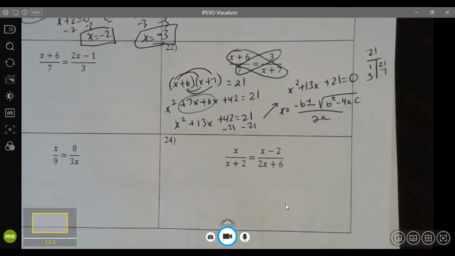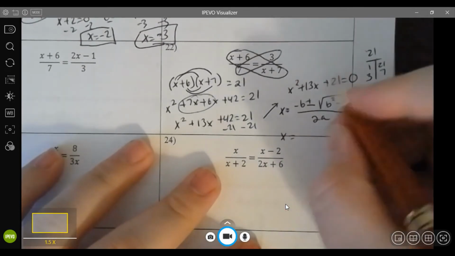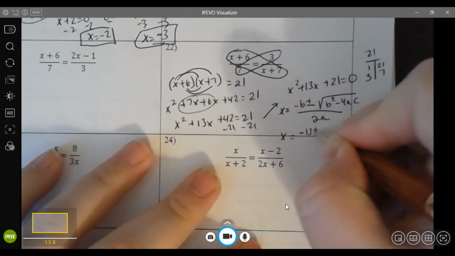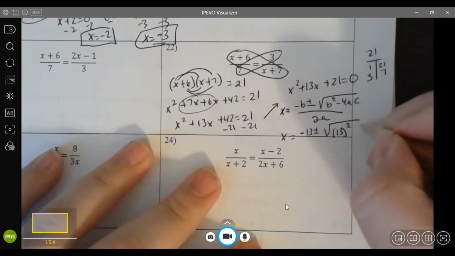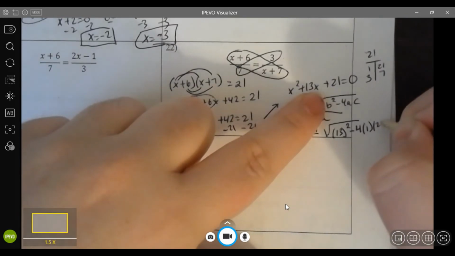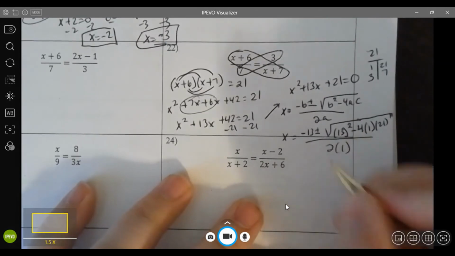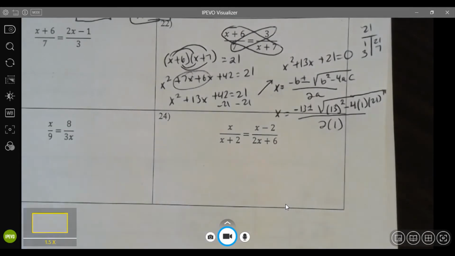So let's just go ahead and plug in our a, b, and c. So let's start with b. So b is 13. This is negative 13 plus or minus the square root of 13 squared minus 4 times a, which is 1, times c, which is 21, all divided by 2 times 1. And then next, we're just going to simplify this.